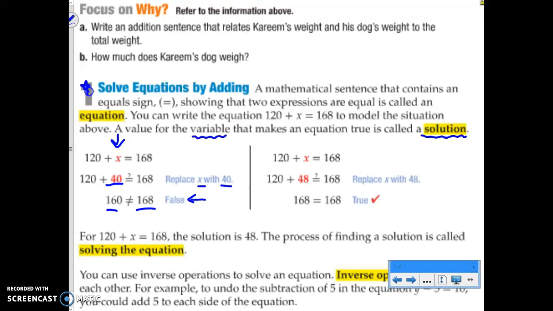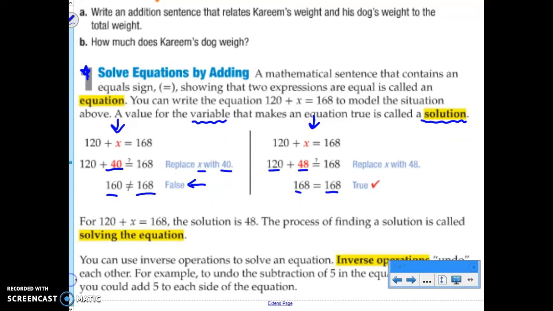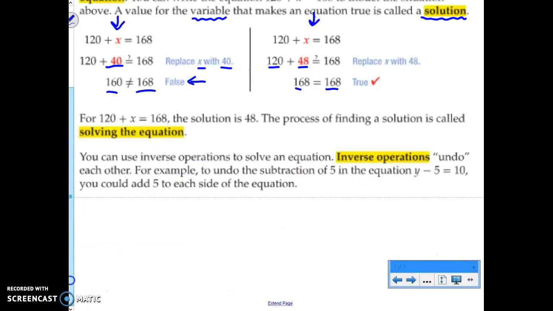That equation is false. On the right, though, in this equation, if I have 120 plus x equals 168, instead of substituting 40, we substituted 48. That shows me that 120 plus 48 gives me 168, and 168 is always going to equal 168. Scrolling down here, it says for 120 plus x equals 168, the solution is 48. The process of finding a solution is called solving the equation. So we're always going to be solving some kind of equation.